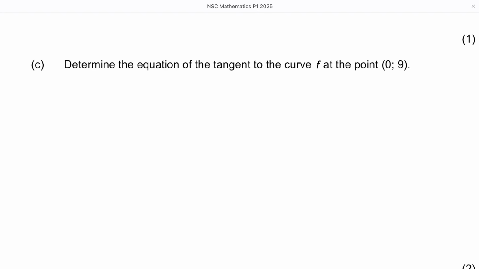For question number C, it now says determine the equation of the tangent to the curve of f at this specific point. Now, for the tangent, we need the first derivative so that we can substitute this x value into the first derivative, because that is going to give us the gradient of the tangent. Our tangent has an equation of y equals mx plus c, because the tangent would be a straight line.